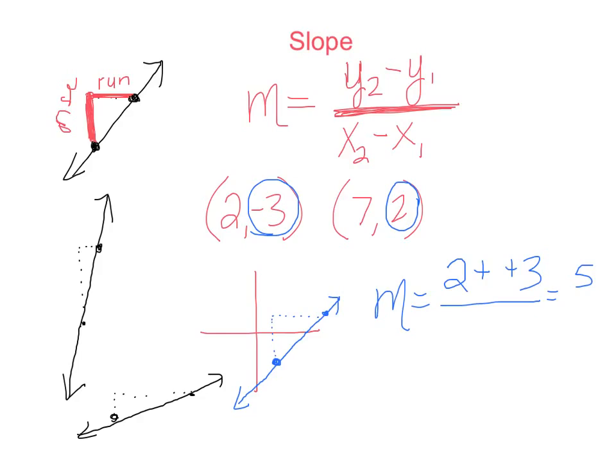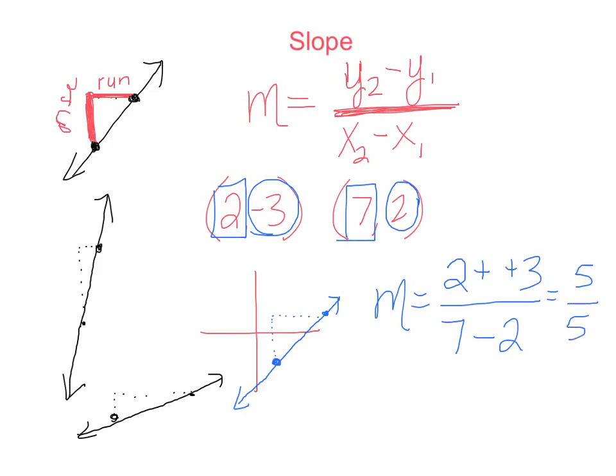But whatever you decide to do with your y's, you have to be sure to keep it in the same order when you do the x's. So since I started with the second point, I started with the 2, then that means I have to start with the 7 when I do my x's. So it'd be a 7 minus the other x value, which is a 2. And so I have 7 minus 2, and that's 5. Well, how beautiful is that?